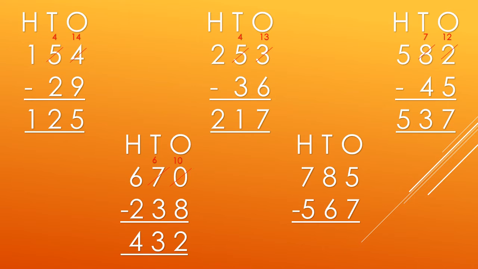Next example is 785 minus 567. 7 cannot be subtracted from 5, so we will borrow from tens. 8 becomes 7 and 5 becomes 15. 1 tens plus 5 ones equals 15. So now 15 minus 7 equals 8. 7 minus 6 equals 1 and 7 minus 5 equals 2. So 785 minus 567 equals 218.